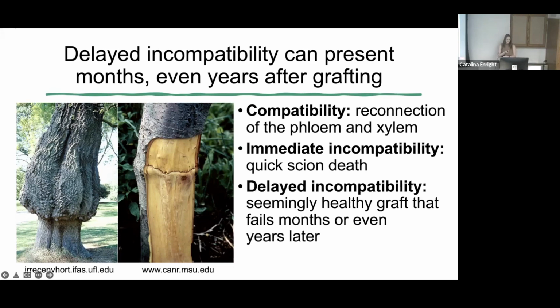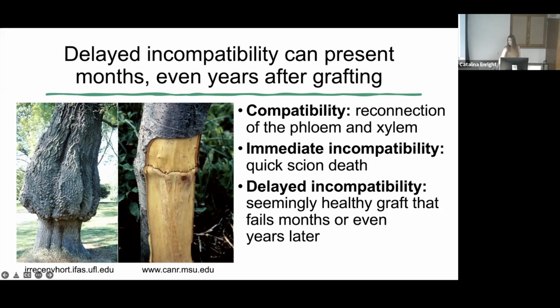But what's very interesting is something called delayed incompatibility, where you can graft two things together and from the surface, it appears healed. It might even continue growing, but months or even years later, the grafts will fail, either due to failed transport or they'll break because they're just not adhered to each other well.